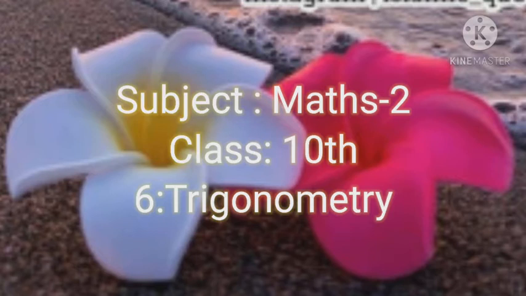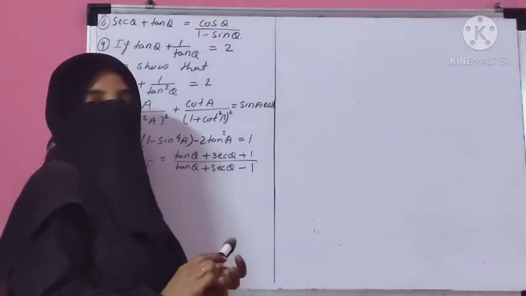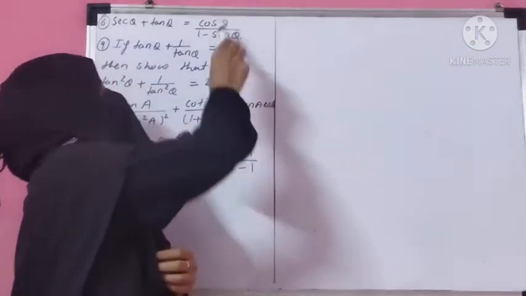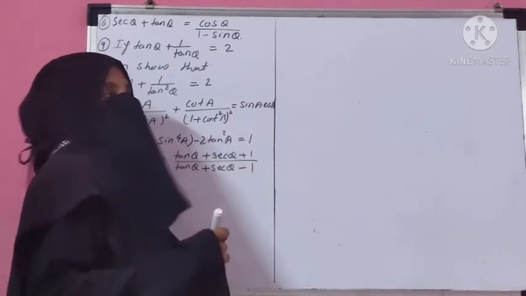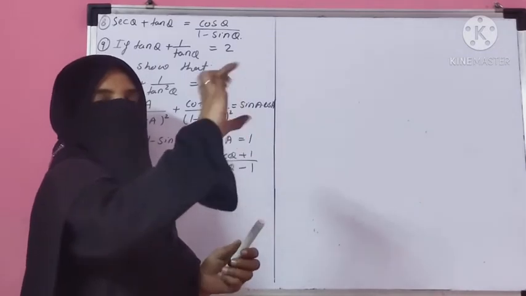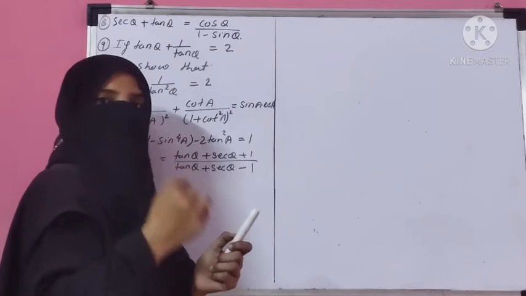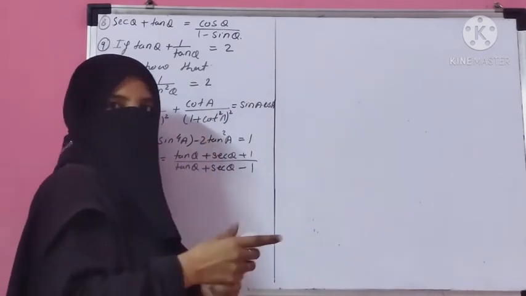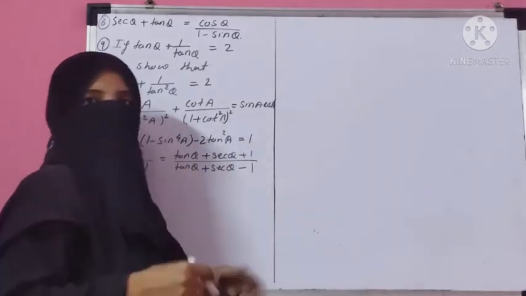In the previous lecture, we discussed up to question number 7 from practice set 6.1. Today we are going to continue from question number 8 to question number 12. In practice set 6.1 we completed the first part of the exercise, that is question number 1, in that total 5 questions. Then from question number 2 we discussed 7 questions in the previous lecture. And today we are going to discuss from question number 8 to question number 12.